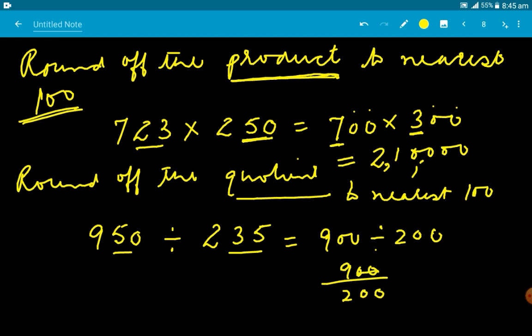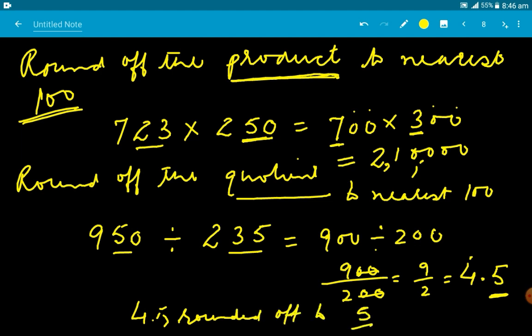You can do it like this. These two zeros are cut by this. This is 9 by 2. When we divide 9 by 2, it will become 4.5. Now listen carefully. Now again round off this number. This number is 5. A number equal to 5 or more than 5 makes the next number increase, no? So 4 will become 5. So 4.5 is rounded off to 5.